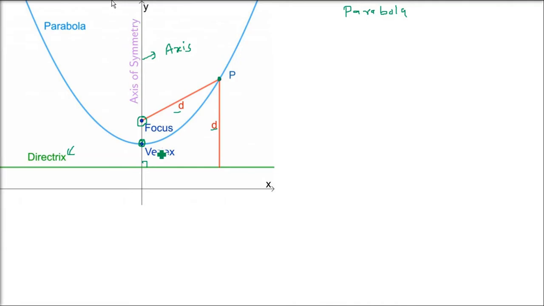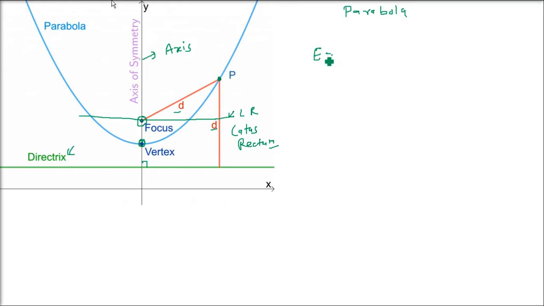One more thing, the latus rectum. The latus rectum of any conic is the chord passing through the focus and perpendicular to the axis. So from here we make a line perpendicular to the axis of symmetry. This line will be called the latus rectum. The length of the latus rectum for a parabola is 4a.